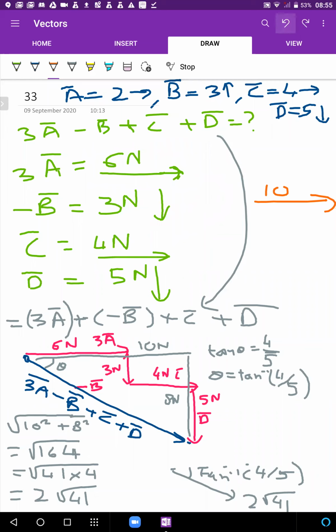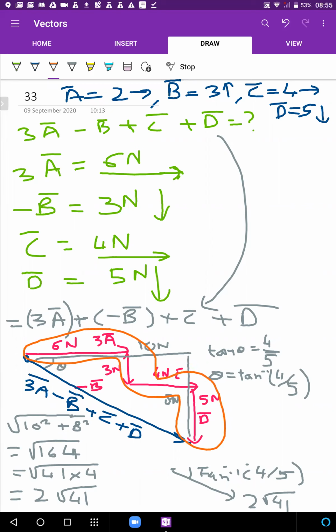But let's do it by the longer method. Let's just to again see how polygon law works. Let's say you didn't realize that you could club the horizontal ones and the vertical ones. What you can do is join all of them in a head to tail fashion. So this is my 3a bar vector, 6 Newton towards right. This is my minus b bar vector, 3 Newton downward. C bar vector and D bar vector, 4 Newton towards right and 5 Newton downward respectively. So I get this kind of step-like shape. This is my chain. Okay.